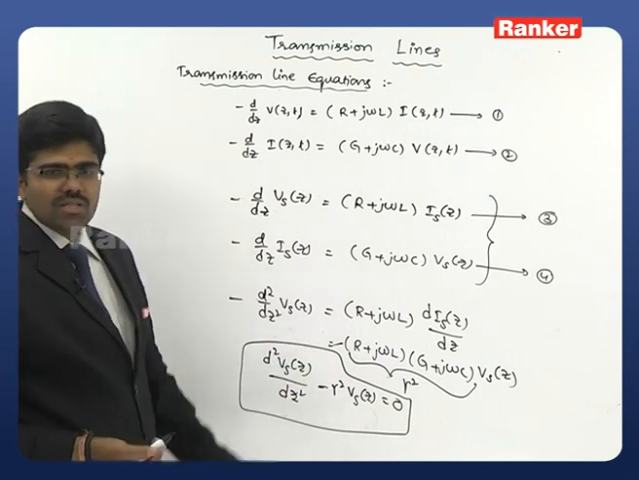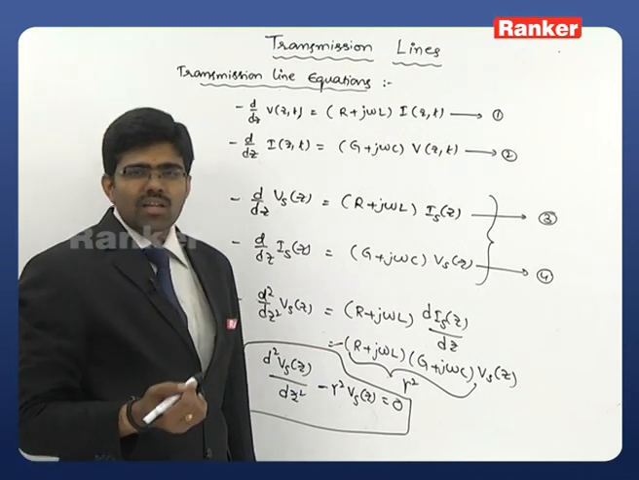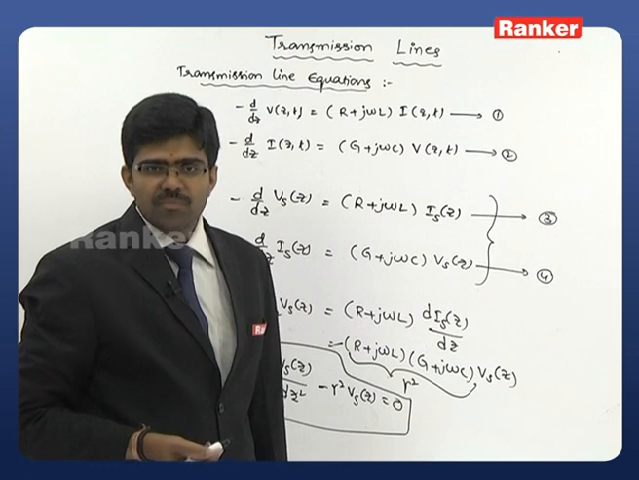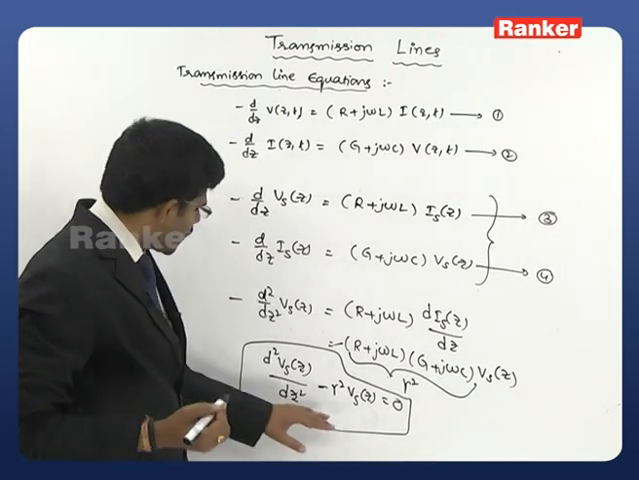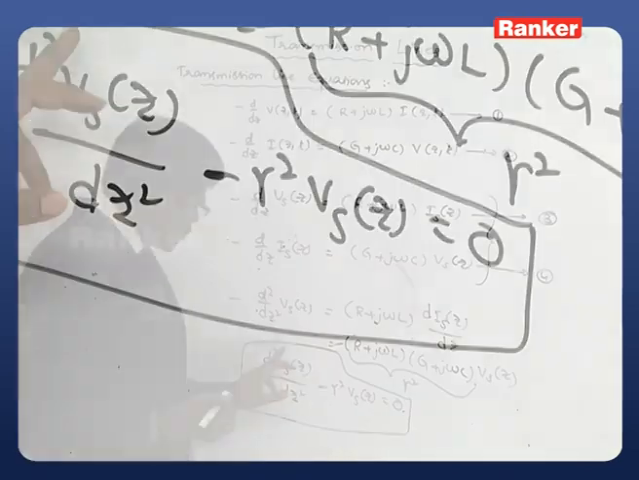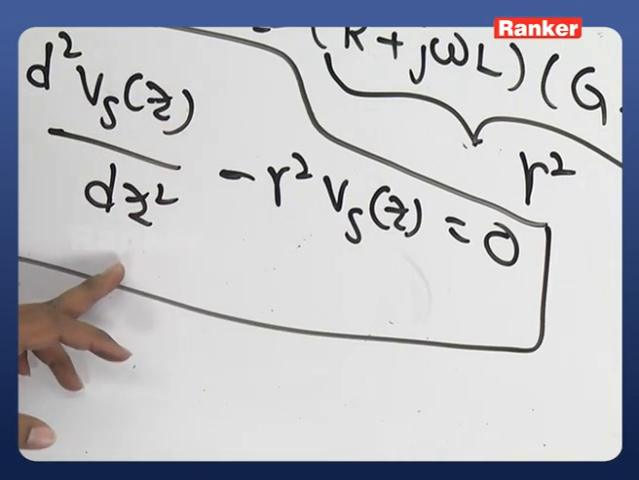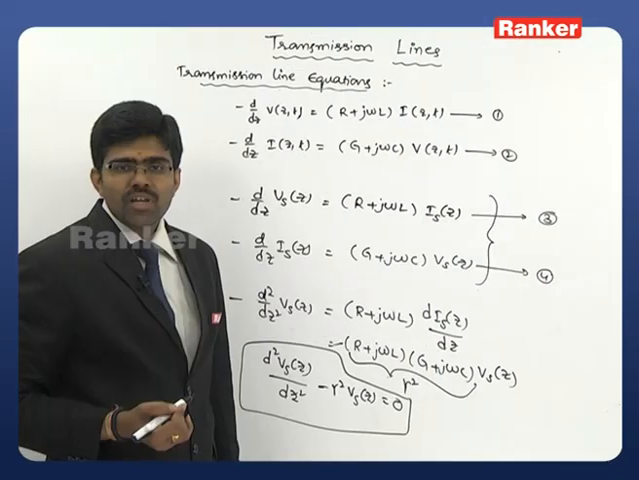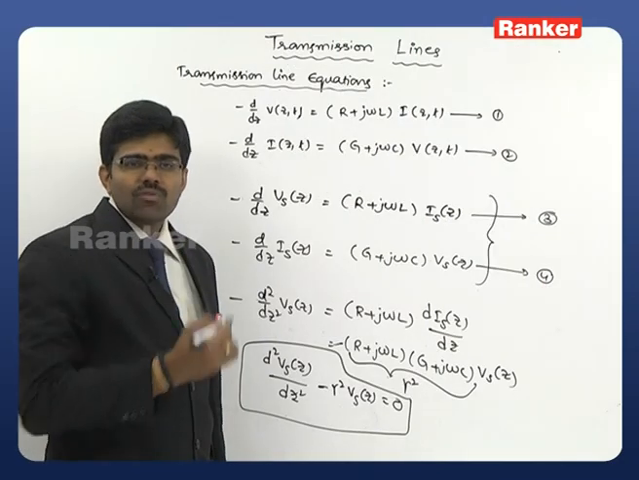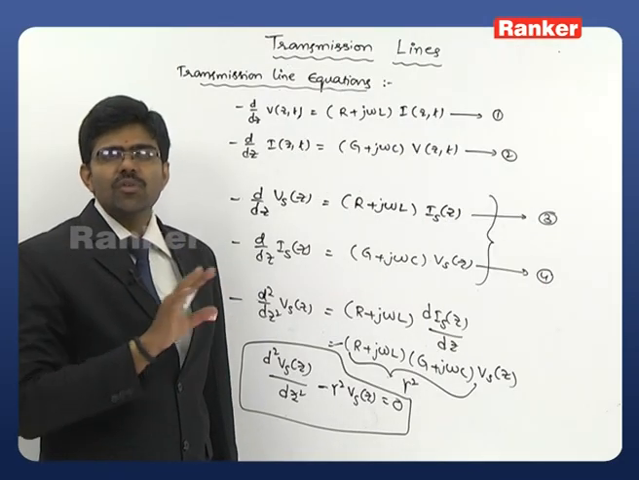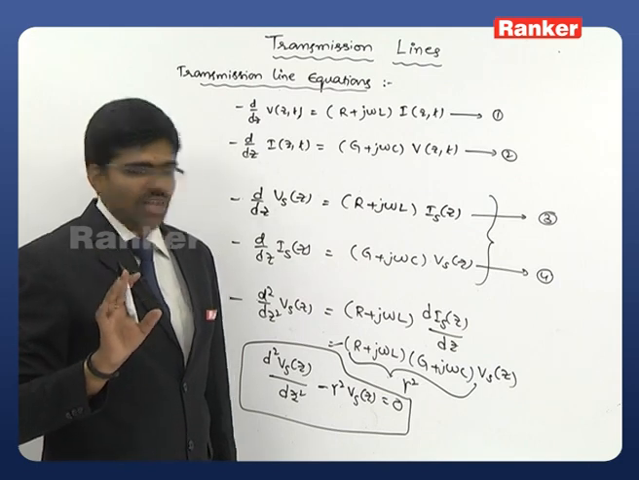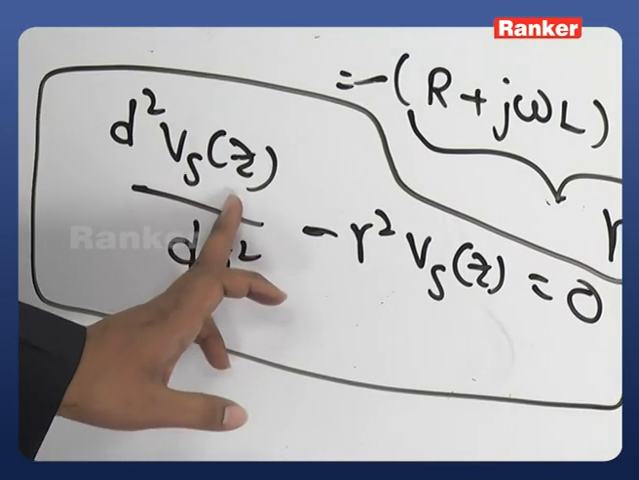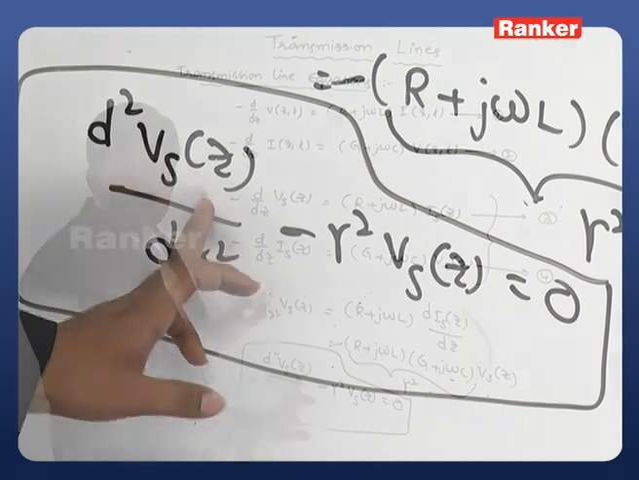Just observe this equation. I think you are recollecting the equation we learnt in wave propagation, where a similar type of equation was derived: d²E(z)/dz² − γ²E(z) = 0. That is the equation we have in wave propagation. Here also a similar type of equation is obtained, with V instead of E.